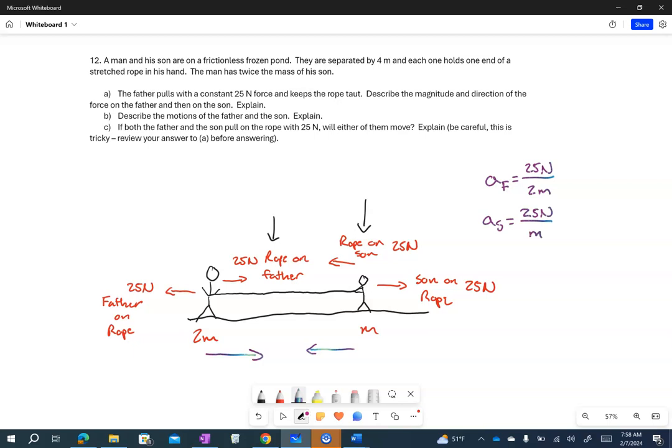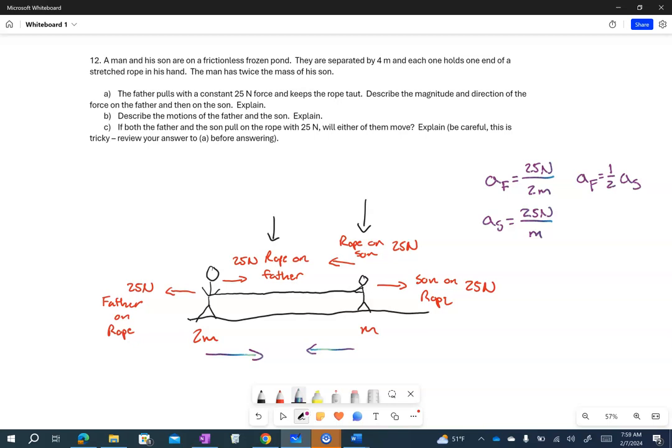So what does that tell you? Well, the acceleration of the father is going to be half the acceleration of the son. But they're both going to move towards each other in the middle. The son's not just going to move towards the father, and the father's not just going to move towards the son; they're going to move towards each other in the middle.